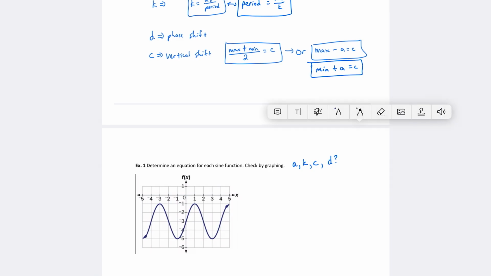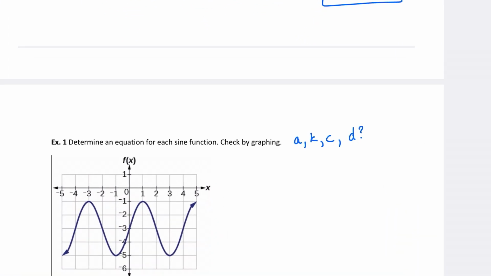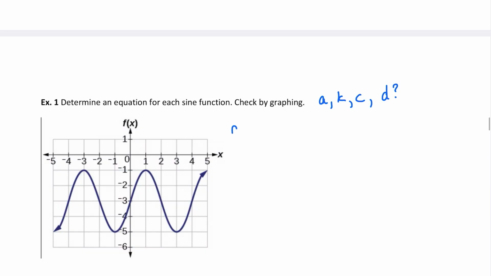So A is locked in. It's the amplitude, which is max minus min divided by 2. So we can see that A equals the max right here, which is -1, and this right here is our minimum. So it's max minus min, so -1 minus -5 divided by 2, which is -1 plus 5 divided by 2, which gives us 4 over 2.